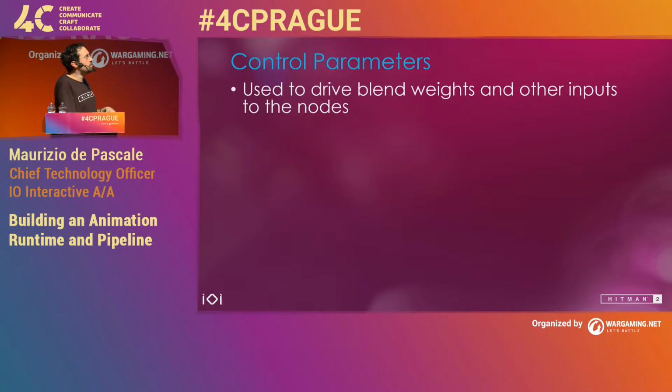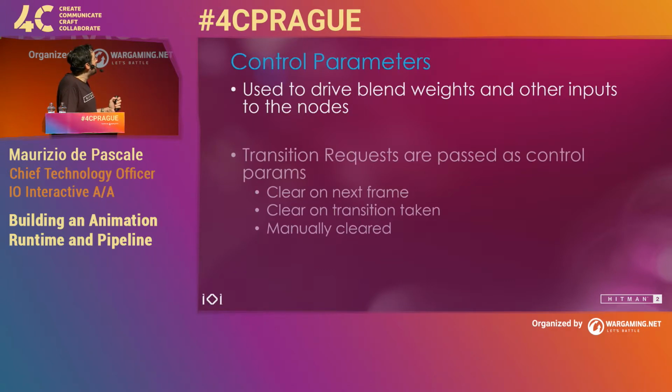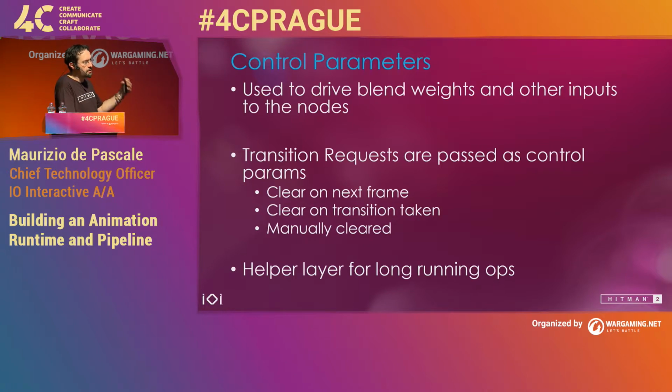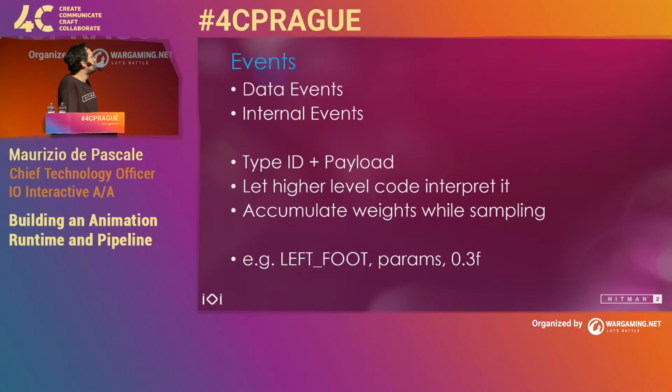Now, controlling an animation graph from the upper layer is done through control parameters. It's your way of setting a blend weight or setting a target for your IK and so forth. One thing kind of peculiar that we decided to do was not having a separate API for requesting transitions, but passing transition requests just as normal control parameters. So a transition request is literally just a Boolean that you will set to true, and then you can configure how you want it cleared. And then we have a small layer on top. It's a helper which allows you to change control parameters based on a predefined set of curves and how long you want them to take.